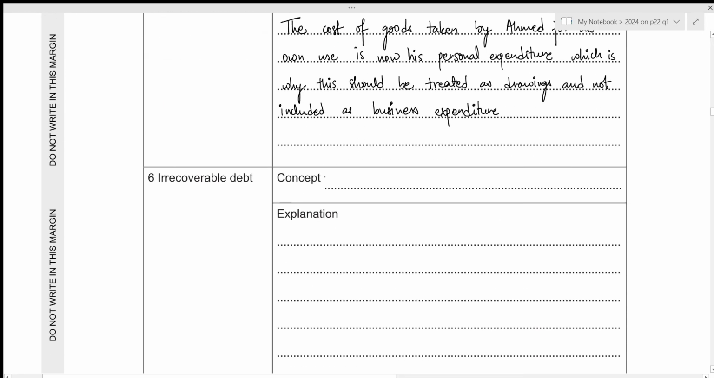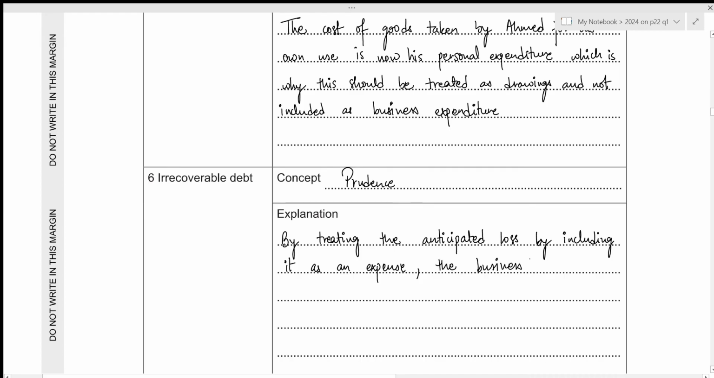Now the second one is irrecoverable debt, where we apply the prudence concept by treating the anticipated loss by including it as an expense. The business avoids overstating its profit for the year.